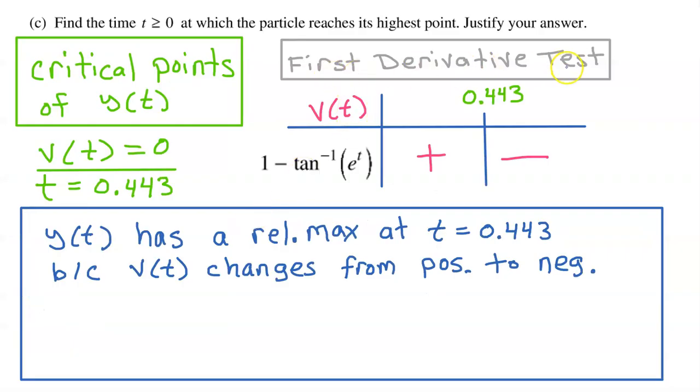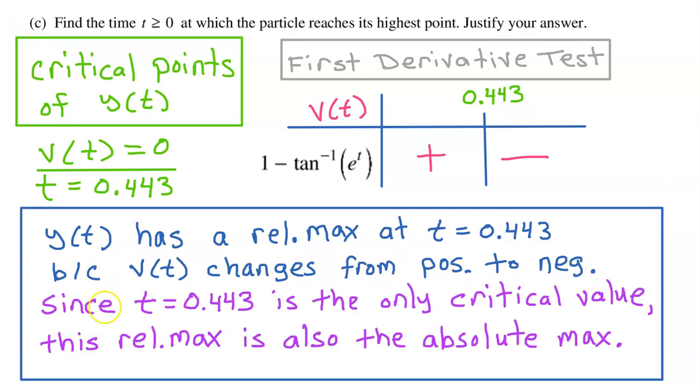According to the first derivative test, the position function has a relative max at t equals 0.443 because the velocity changes from positive to negative. Since t equals 0.443 is the only critical value, this relative max is also the absolute max.